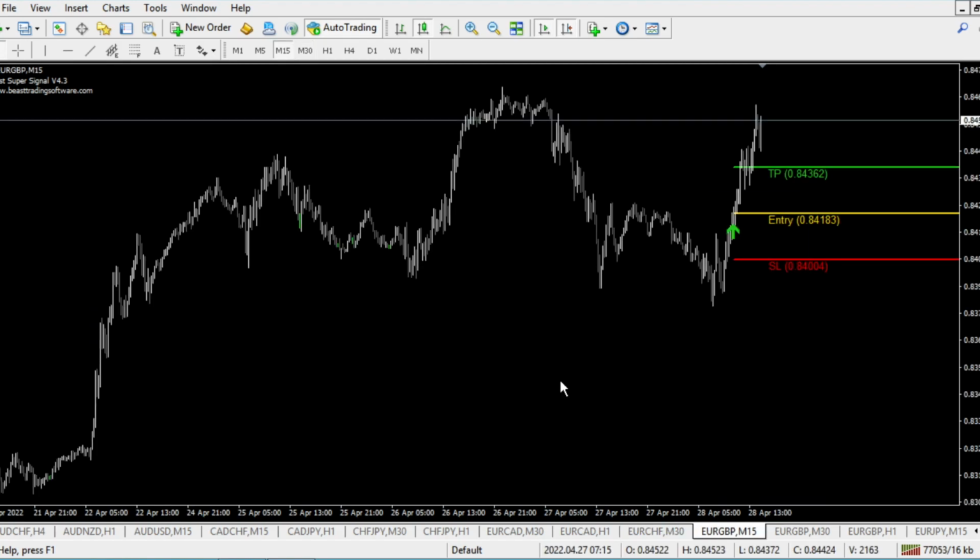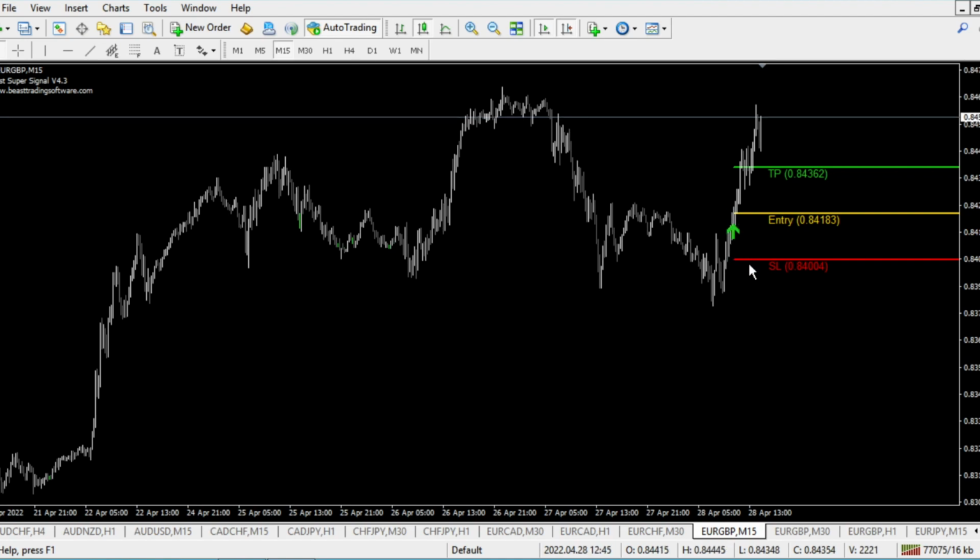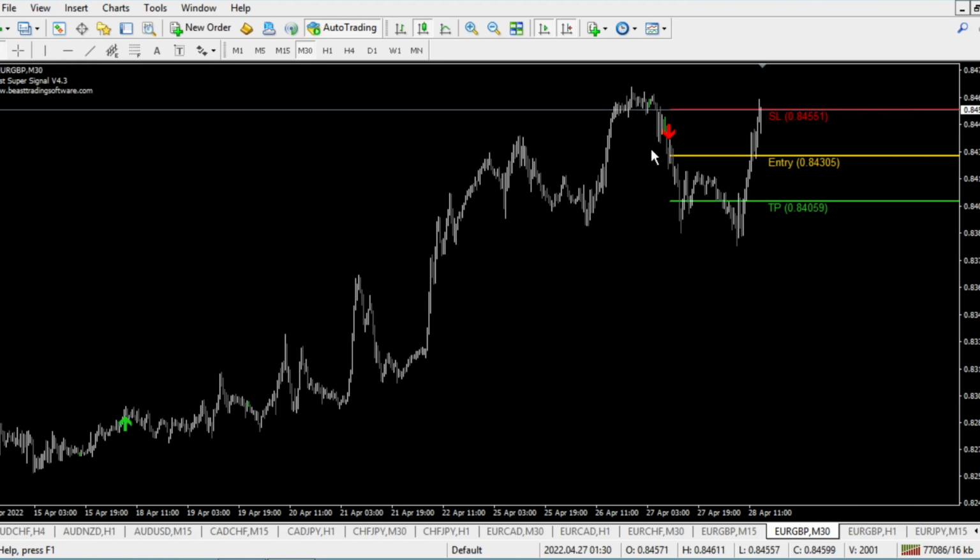Now we're on the euro pound, and I've got a few charts to show you on this pair. This pair's done really well with regards to the pound lately, and we had a very nice buy signal earlier. I think this was yesterday. That took profit very quick and easy. Moving on to the 30 minutes time frame, we had a sell on this time frame. That hit profit very easy.